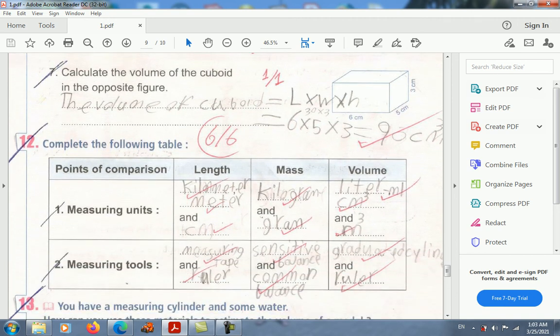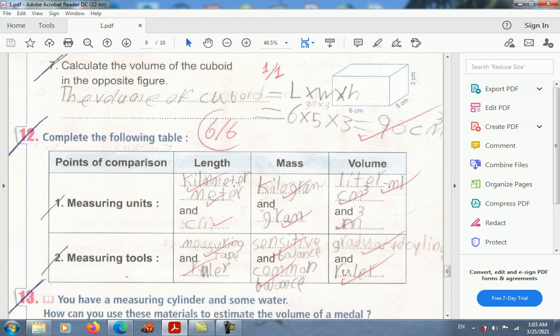7. Calculate the volume of the cuboid in the opposite figure. The dimensions are already given. It's 6 cm, 5 cm, and 3 cm. So we apply the rule. The volume equals length multiplied by width multiplied by height equals 6 multiplied by 5 multiplied by 3. And it's going to be 90 cm cube.